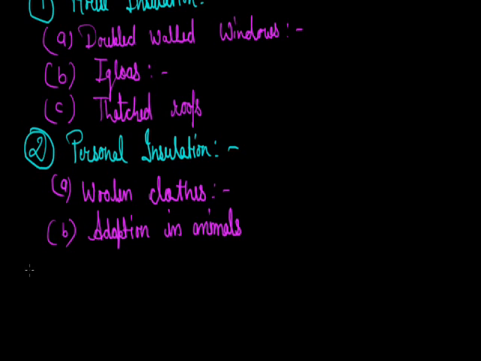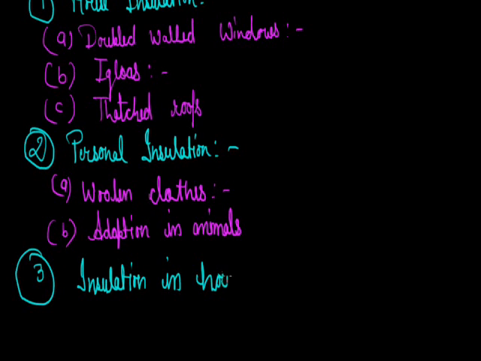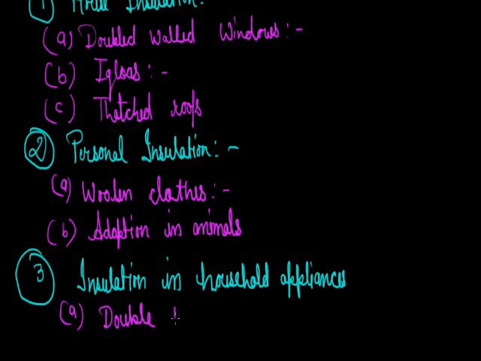Next is insulation in household appliances. First is double walls in oven. An oven is made of double walls and the space in between the walls is filled with a poor conductor such as slag wool or glass fiber to prevent the loss of heat of the oven by conduction to the surroundings.